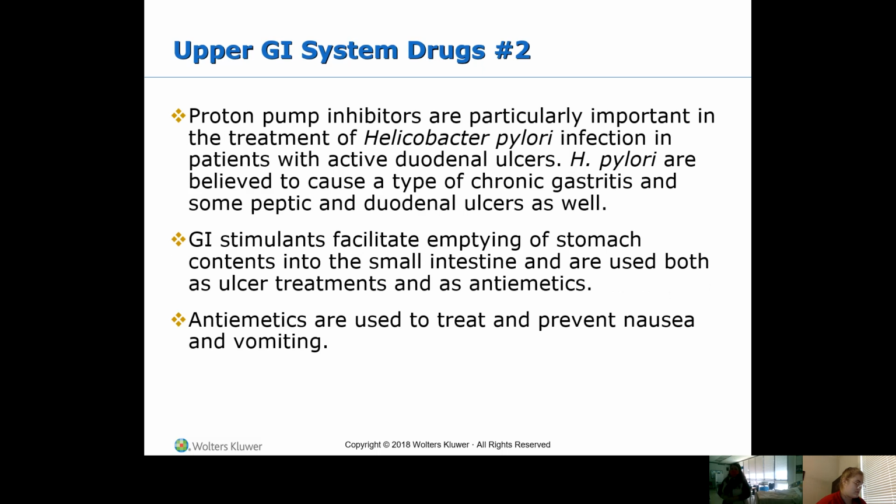Proton pump inhibitors are particularly important in the treatment of H. pylori that I told y'all about at the beginning. H. pylori is what? It's a bacteria that does what? Causes peptic ulcers. So we're going to give an antibiotic plus a what? Yes, an antibiotic plus a proton pump inhibitor. GI stimulants facilitate the emptying of the stomach. We talked about that. And antiemetics are used to treat and prevent nausea and vomiting.